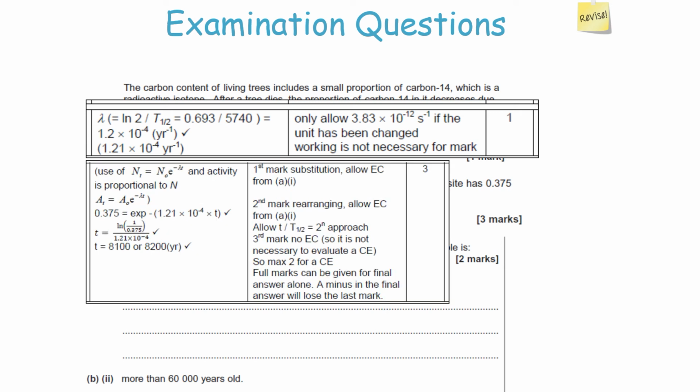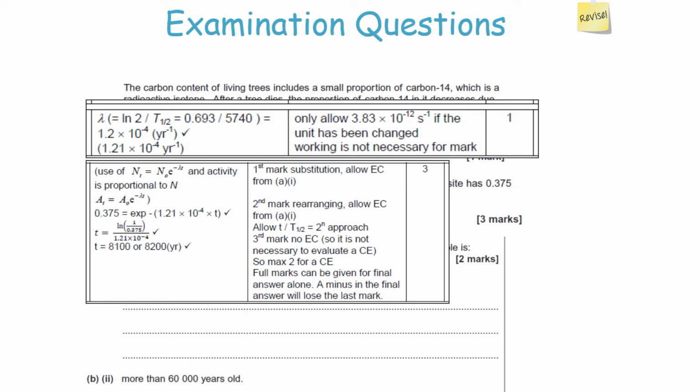Next question, you then got to use the equation N is equal to N0 e to the minus lambda t, or A is equal to A0 e to the minus lambda t. So what you would then do is find the value for t, because you know the value for A and you know the value for A0, so you can work it through. Remember, if you want to take an exponential down to work it out, you're going to have to use the natural log. So it's very important you understand how to convert between natural logs and exponentials. So t is equal to ln of 1 over 0.375 divided by 1.21 times 10 to the minus 4, which is 8,100 or 8,200 years.